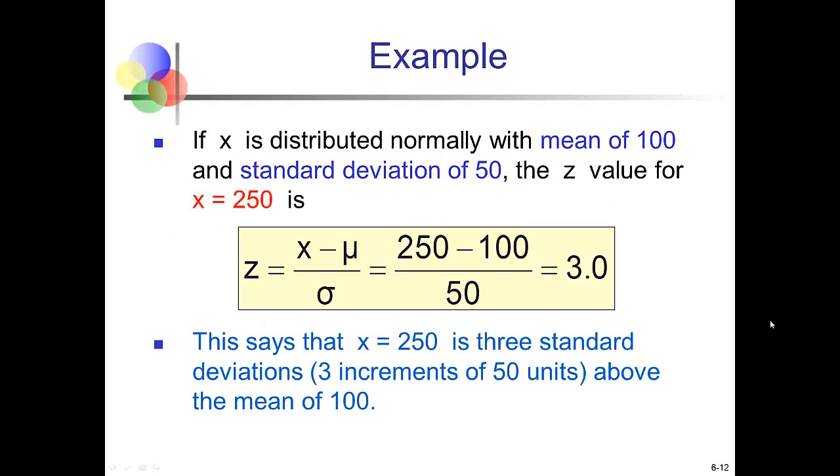Just as a reminder, this is an example of how we convert an x value into a z-value. So assume that x comes from a distribution that's distributed normally. The mean of that distribution is 100 and the standard deviation is 50. The z-value for 250 is 250 minus 100 divided by 50, or 150, that's the deviation, divided by 50, which is 3. That means that 250 is 3 standard deviations above the mean of 100.